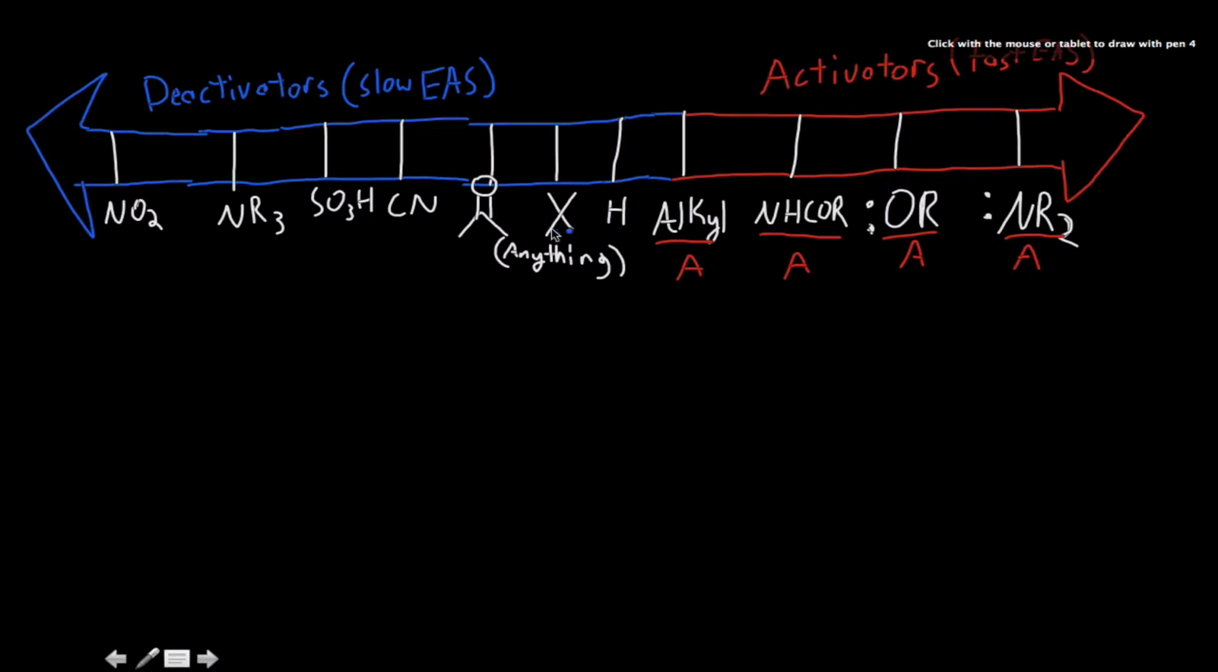But everything else other than that, everything south of the border, as they say, so the halogens, these are all deactivators. Cyano groups are deactivating. SO3Hs are deactivating. The carbonyl groups are deactivating. And of course, NO2 is deactivating.